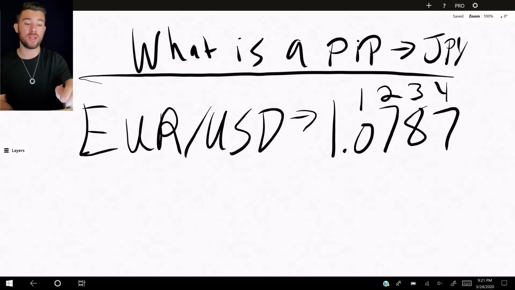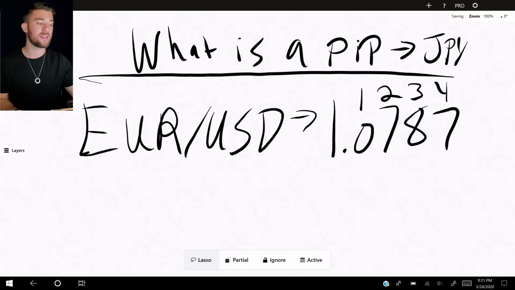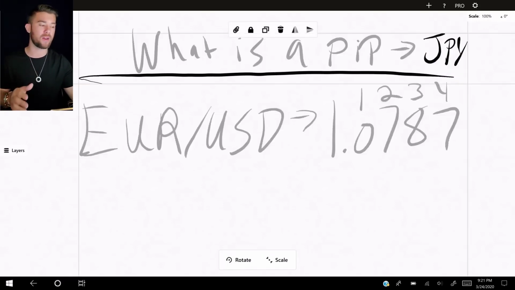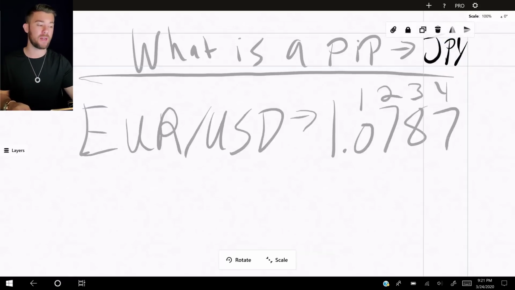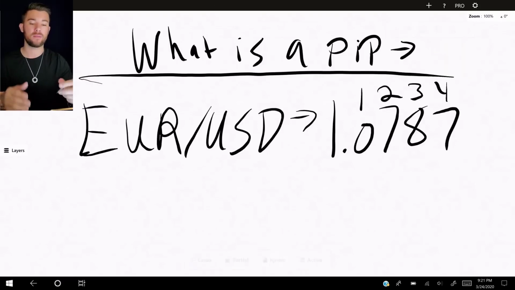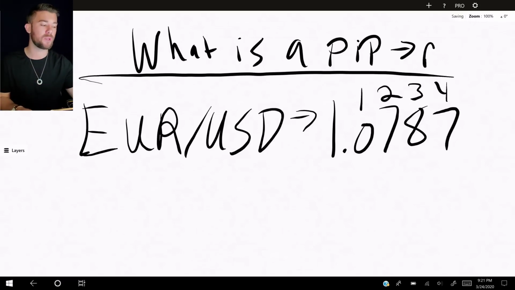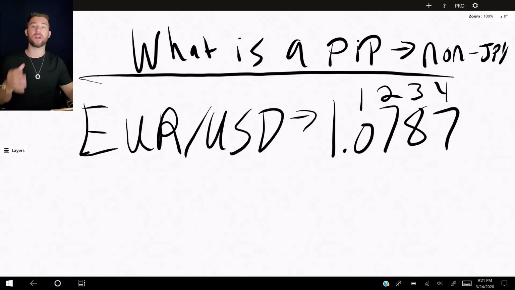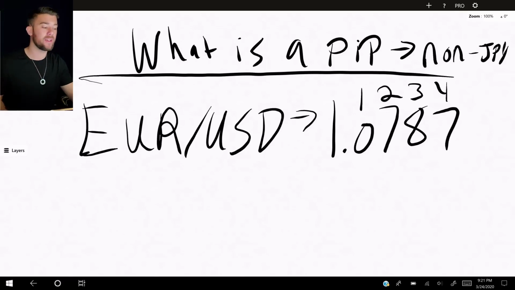So this is going to be, what is a pip? And I'm going to put non-JPY here so that no one's confused. This is a pip on every currency pair except yen pairs, which we're going to discuss what a pip is in a yen pair in just a second. But for every other currency, this is what you're going to use. So this is what is a pip, non-JPY. For every currency pair that doesn't have JPY in it, the 4th decimal place is what is known as 1 pip.